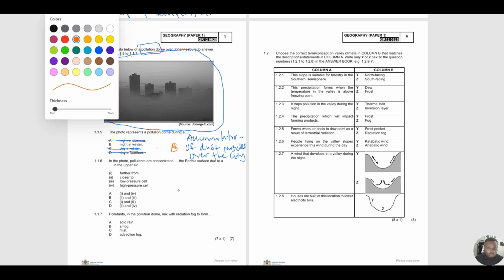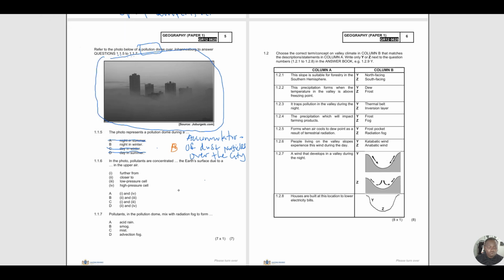Then let's do the third one. 1.1.6, I mean. In the photo, pollutants are concentrated dash the earth. So concentrated closer, because you can see they are closer to the surface. So we choose this Roman. It's closer. It can't be further. The earth surface, choose to the dash in the upper air. So there's a high pressure. There's a high pressure. So it can't be low pressure.